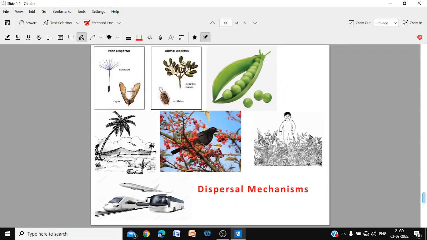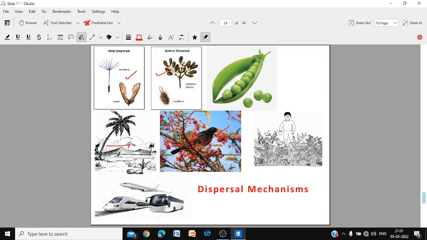So here we have, for instance, winged seeds, that is wind dispersal. Here also we have animal dispersal. The animals will carry. Dispersal by water in case of coconut. Here we have the animal dispersal. The bird will eat the fruit, fly away elsewhere and drop the seeds.